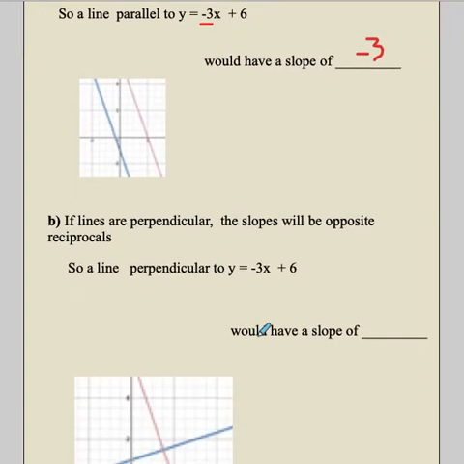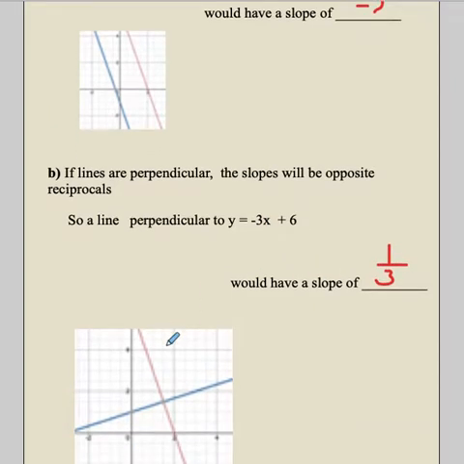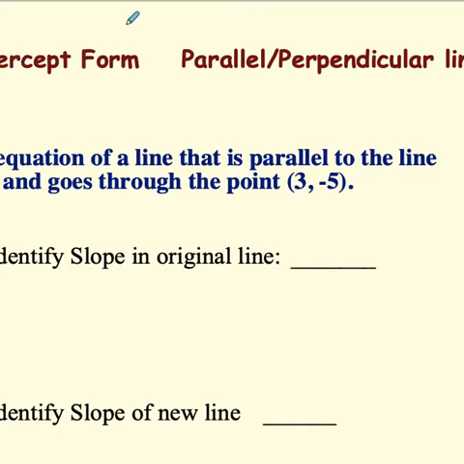Now if it is perpendicular, it is going to be an opposite and a reciprocal. The opposite of negative is positive, so this one's got to be a positive. And if I just think about flipping this, I get 1/3. If you zoom in on this picture, you would notice that you have a negative 3 for slope in the red line and a positive 1/3 right here, and they're going to form a right angle. So let's get into some examples.